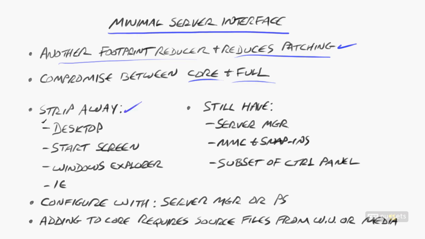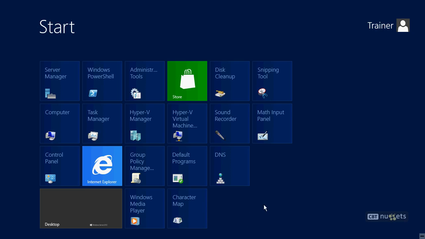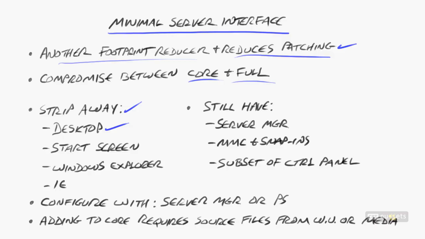This will strip away the desktop, so you won't have that. It'll also strip away the start screen, and that's what we have right here. You'll also not have Windows Explorer, so you won't be able to browse for hard drives using Windows Explorer, for example. And it also strips out Internet Explorer, so no more shopping for Amazon.com on your server, people. You'll have to do that on your desktop computer.